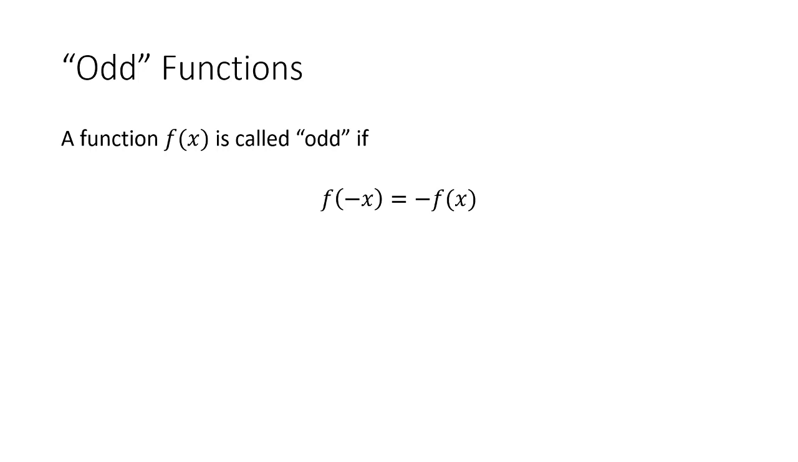We see that a function is odd if it has the following property. If you go into the function and replace all the inputs, all the x's, with the expression negative x, and you simplify that, then you get the same answer as if you applied a negative sign to the outside of the function and simplified that. Let me show you what I mean.